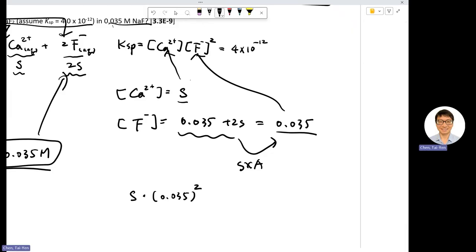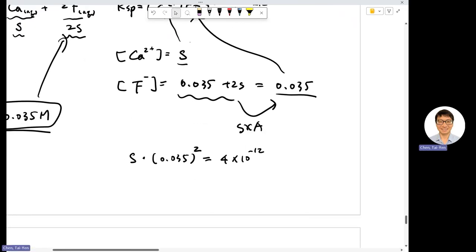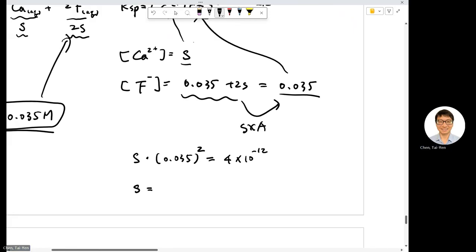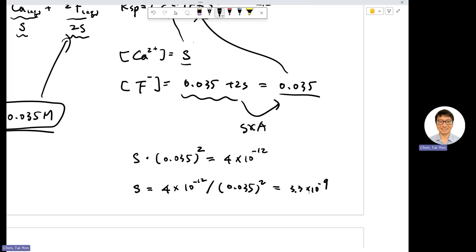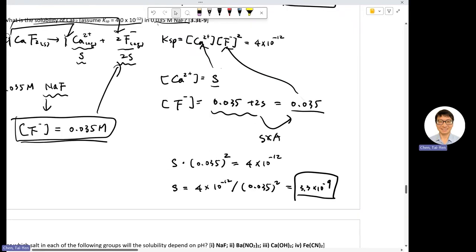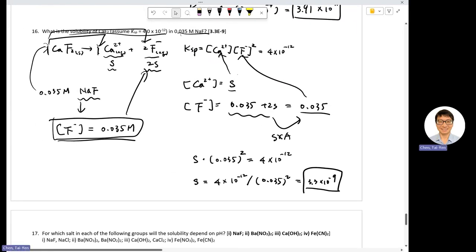So S times 0.035 to the second power is going to equal 4 times 10 to the negative 12. Okay, therefore you can solve your S, which is going to equal 4 times 10 to the negative 12 divided by 0.035 squared. And then you are going to get a value of 3.3 times 10 to the negative 9. Okay, so that will be the solubility of the CaF2.